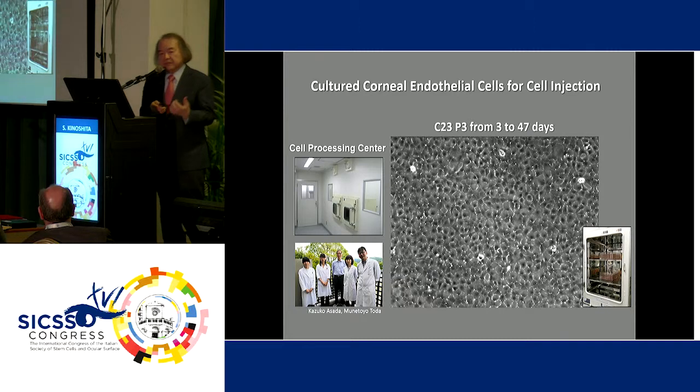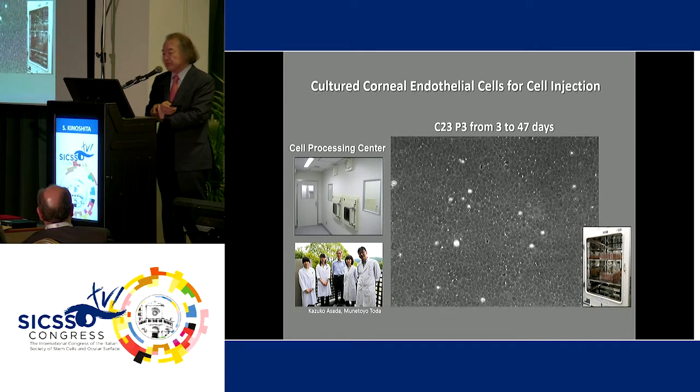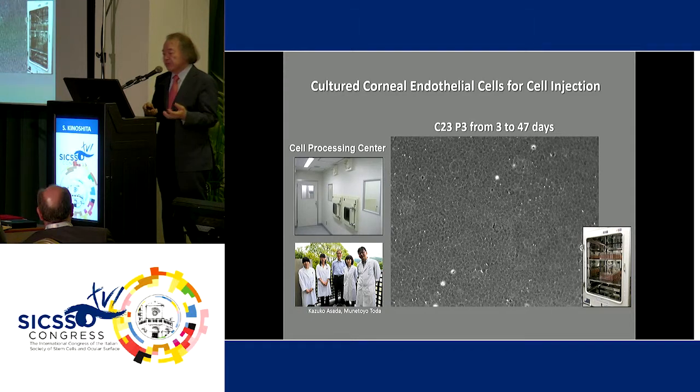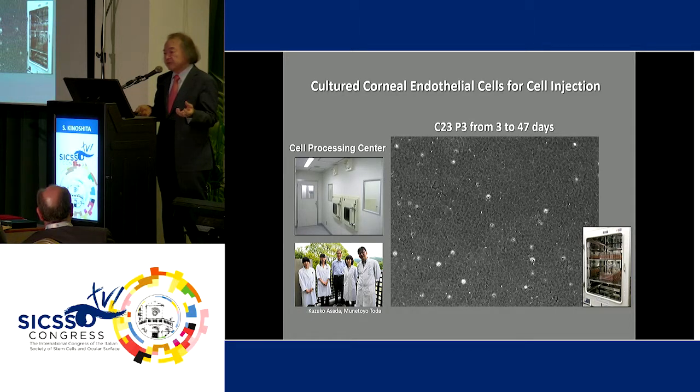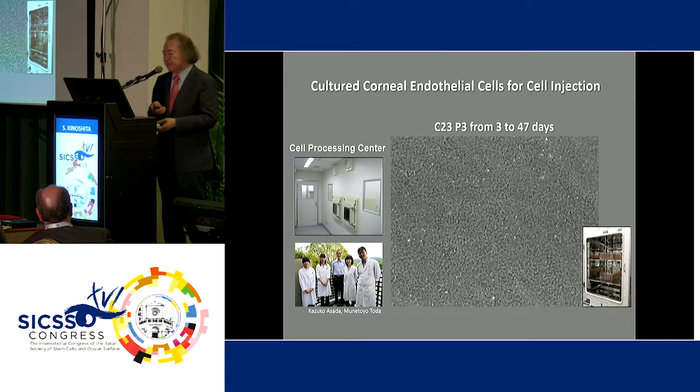This is one example of cultured corneal endothelial cells for cell injection. This is lot C23, passage 3, from 3 days to 47 days. You can see this is day 3 at the CPC center. You can get an image of what kind of cells we are injecting into human eyes. This is day 47.